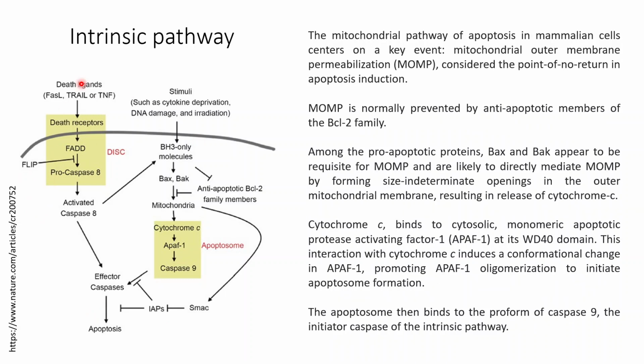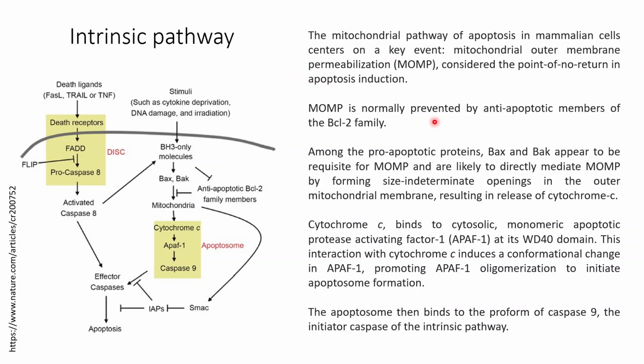Then you have the intrinsic pathway. This involves the mitochondria heavily. The mitochondrial pathway of apoptosis centers around one very important event, which is mitochondrial outer membrane permeabilization, MOMP. And this is considered the point of no return. So if this has happened, then apoptosis will be induced one way or another.